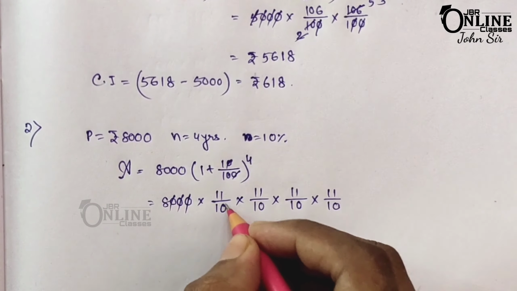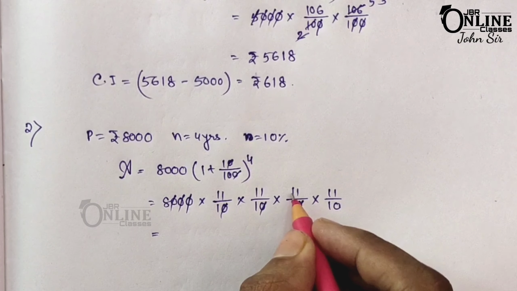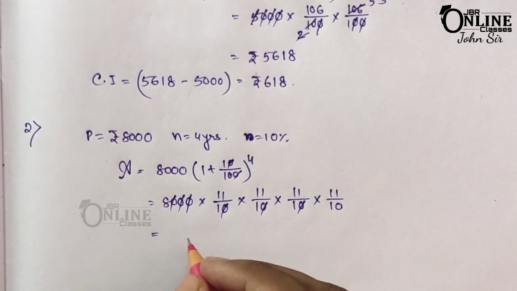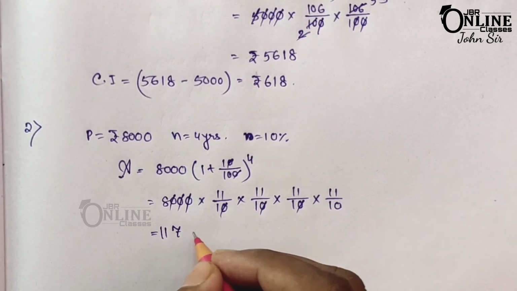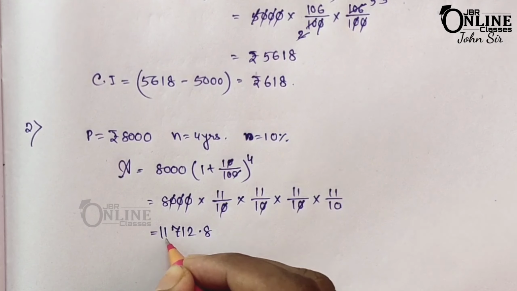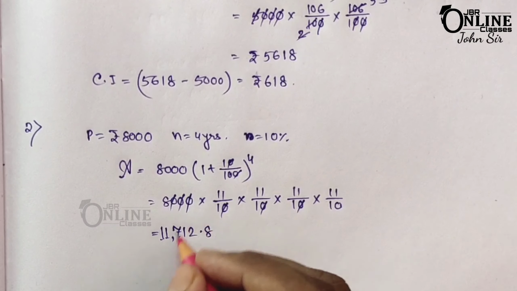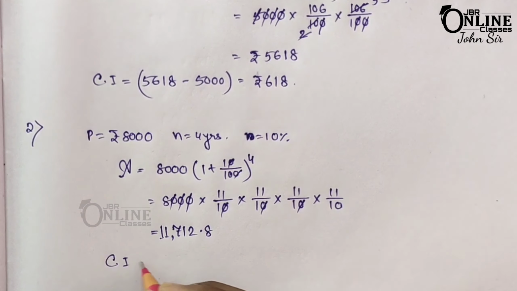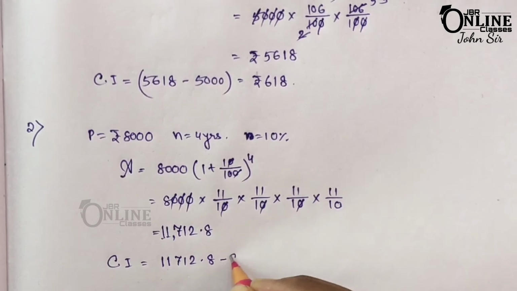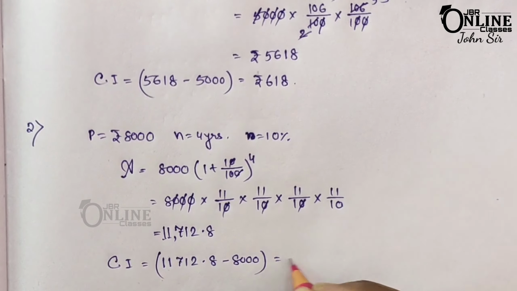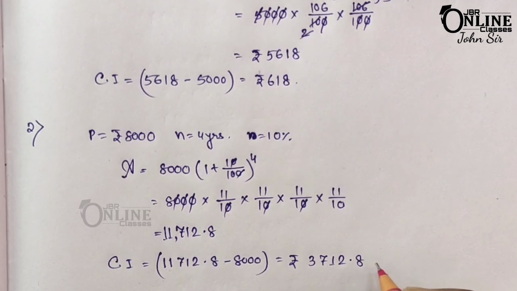Okay, so 3 zeros will be cancelled out. So here 11 into 11, then again 11, then again 11. Okay, so it will multiply and you will get your answer 11,712.8. That means 11,712.8 is your amount. So here you have to find out CI, and CI will be 11,712.8 minus 8,000, and that equals rupees 3,712.8.